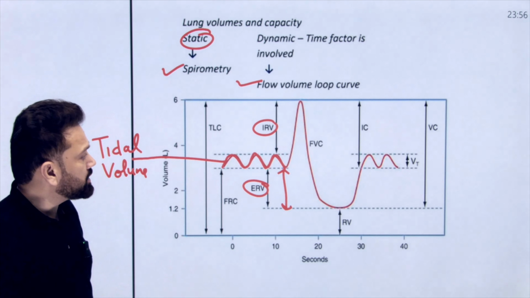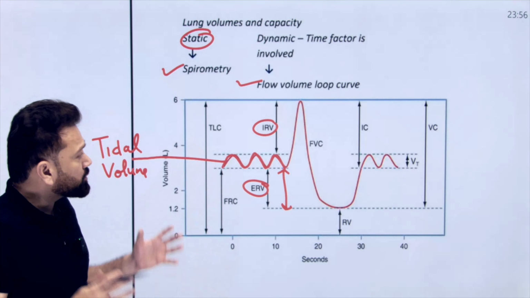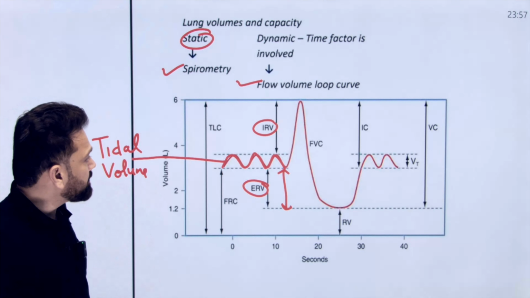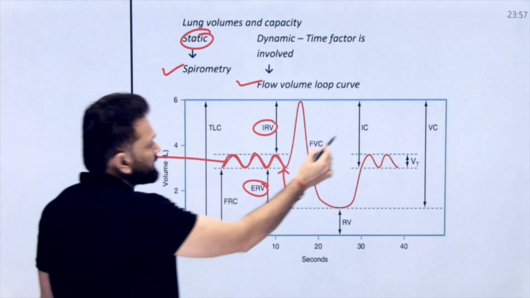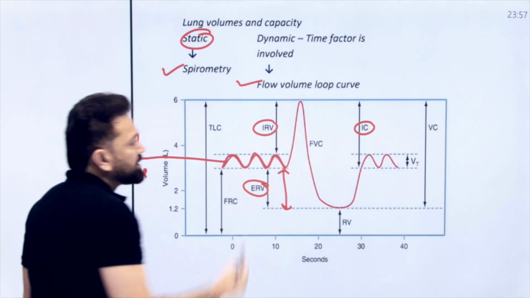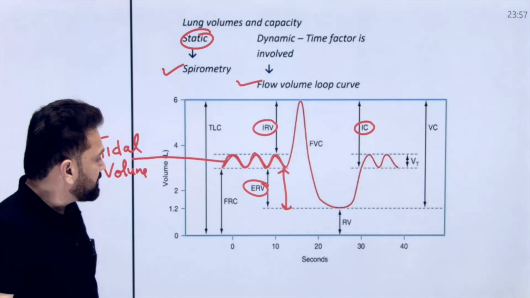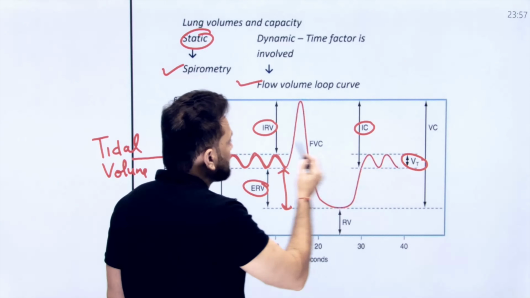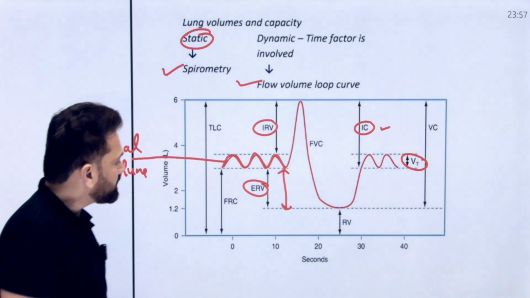Is this clear, doctor? So these are the volumes, and when you combine these together, it becomes a capacity. For example, if I combine tidal volume with inspiratory reserve volume, it is called IC. IC means inspiratory capacity. You can see in this diagram, I have combined VT, tidal volume, with IRV. It becomes inspiratory capacity. Is this clear, doctor?